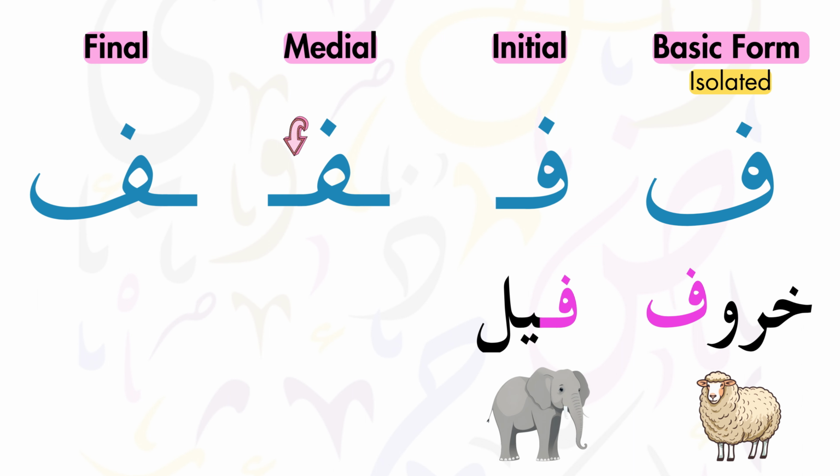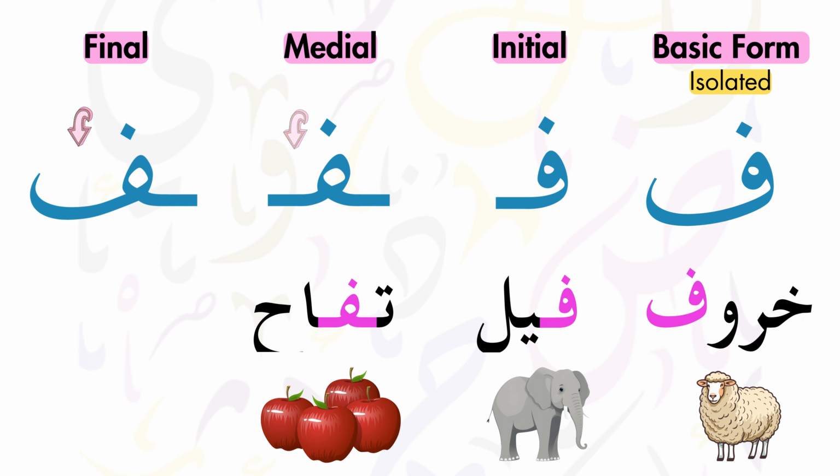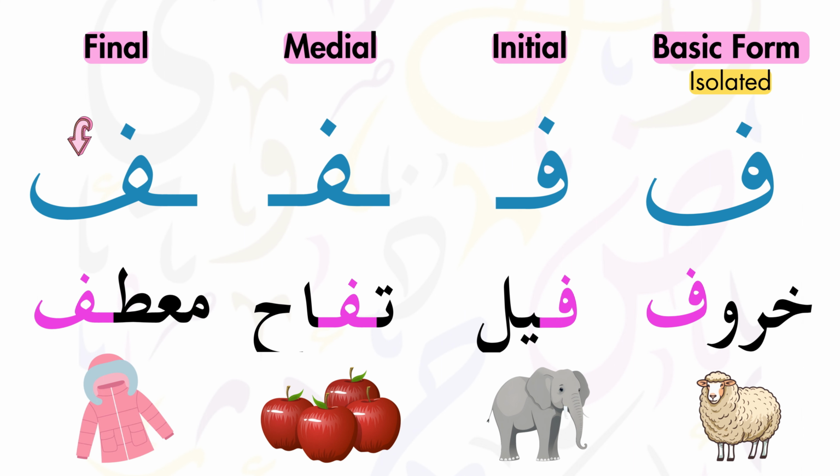The third form is the medial, which comes in the middle of the word with two hands from right and left in order to be attached to the previous and next letter, as in the word tuffah, which means apples. The last form is the final one, which is similar to the basic, but it has one hand from the right in order to be attached to the previous letter, as in the word mi'taf, which means a coat.